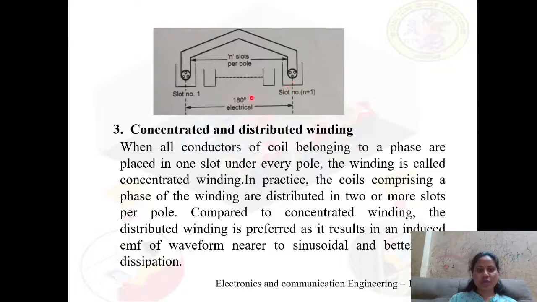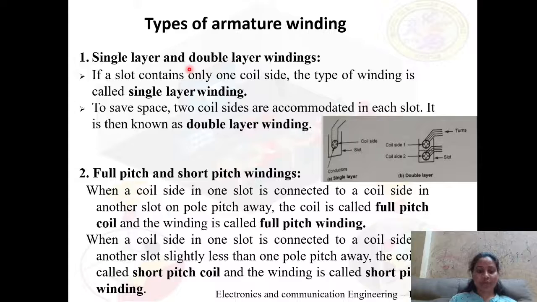So just observe this figure. This is one coil side and this is another coil side, right? So they are 180 degrees electrical apart or one pole pitch away. Such windings are nothing but called a full pitch winding. And when the coil side in one slot is connected to the coil side in another slot which is slightly less than one pole pitch, that is less than 180 degrees electrical apart, then such windings are called short pitch windings.